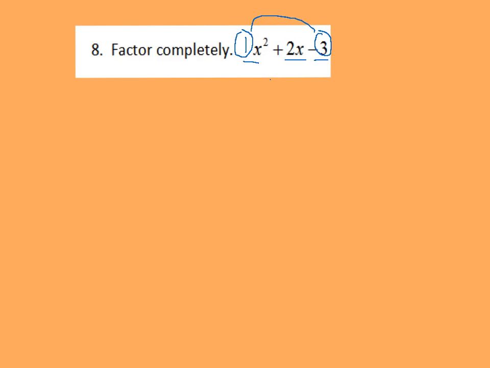I want factors of 3 that are going to subtract to 2. Factors of 3 that subtract to 2. Oh, well, that's simple. I have 3 and 1. Okay, so I want to subtract. So 3x minus 1x. Now what's important is my x squared comes down. X squared comes down, I'm going to put it right in front. X squared plus 3x minus 1x. This minus 3 comes down.